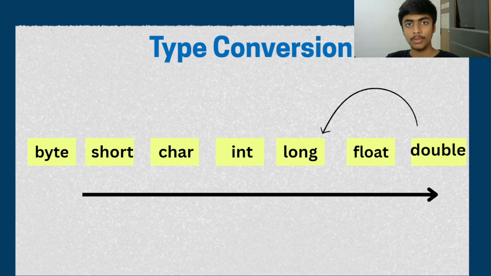But what if we need to do the opposite? What if we need to convert some larger data type into a smaller data type? So for example, what if I need to convert something like a double into a long? We know that Java doesn't do this for us automatically and it gives us an error. But we can tell the program, or in other words, we can force the program to convert a larger data type into a smaller data type. This is what we call explicit type conversion.